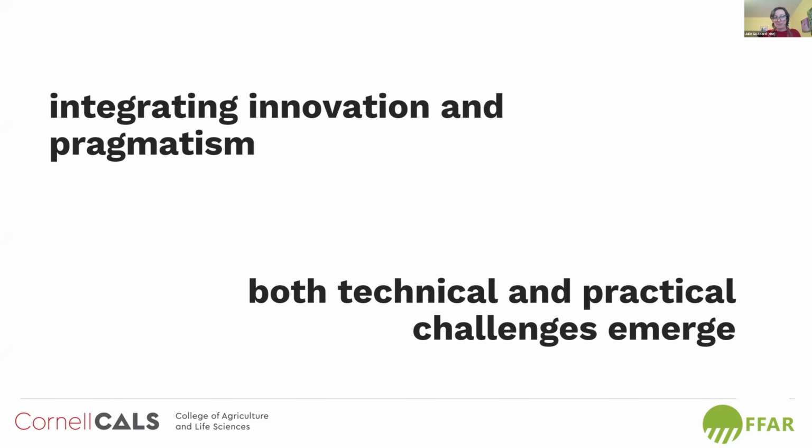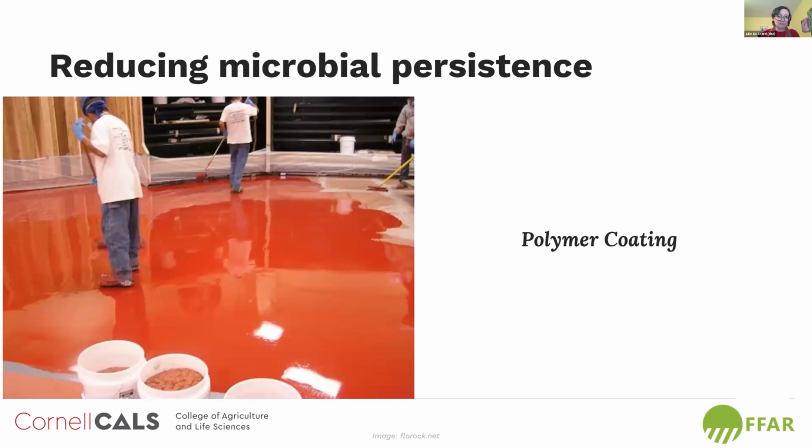So balancing pragmatism and innovation, keeping both of those in mind in technology development to reduce food waste, whether it's a material science approach or any other, is I think essential to their success. So in this line of my research, we try as much as we can to integrate innovation and pragmatism. So the long range goal, the pragmatic thing, is to design a polymeric coating that can resist the adhesion, persistence, and cross-contamination of spoilage microorganisms that could cause food waste and loss.